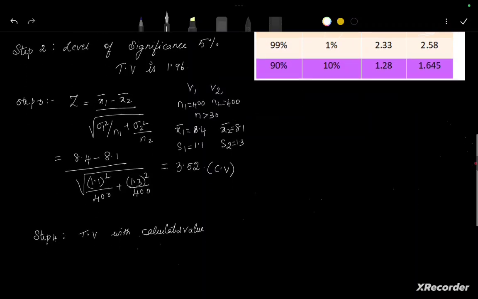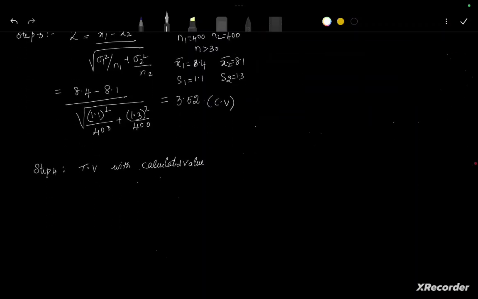Now step 4, you are going to compare the table value and the calculated value. Table value was 1.96 and the calculated value was 3.52. You check if 1.96 is greater, so it is not greater. So it is obvious in this case we reject H0 and accept H1. That is, you say there is a significant difference.